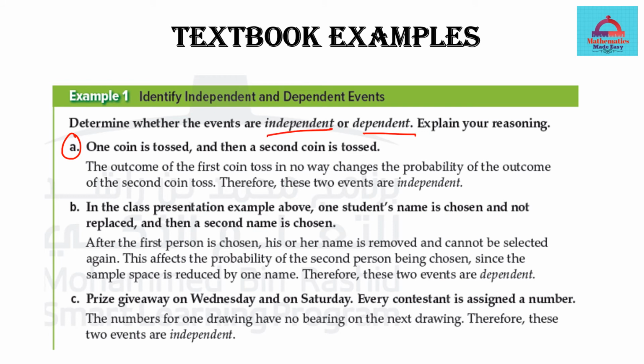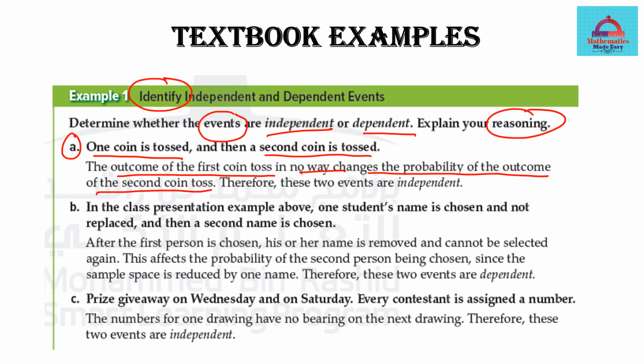So whether it is an independent or dependent event, that's what you need to identify first, and then, like your previous examples, give the reason. One coin is tossed and then a second coin is tossed. I'm sure you will agree that because these are 2 different coins, they're not related to each other. The probability will not at all get affected, and the outcome of the first coin in no way changes the probability of the outcome on the second coin. So these 2 events are very independent. That's very crystal clear for this example.